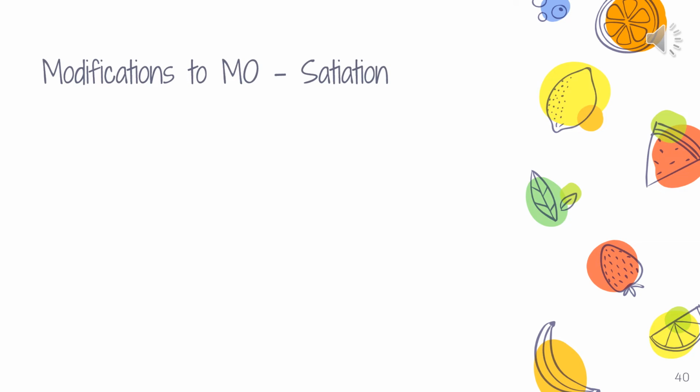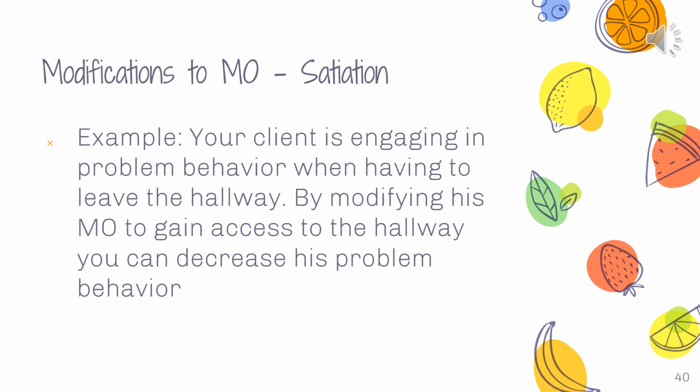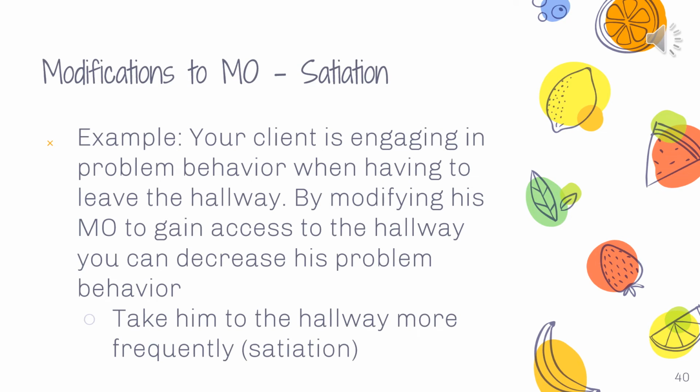Making modifications to the MO involving satiation. An example includes, your client is engaging in problem behavior when having to leave the hallway. By modifying his MO to gain access to the hallway, you can decrease his problem behavior. For example, you would then take him to the hallway more frequently, and then he would become satiated on this.